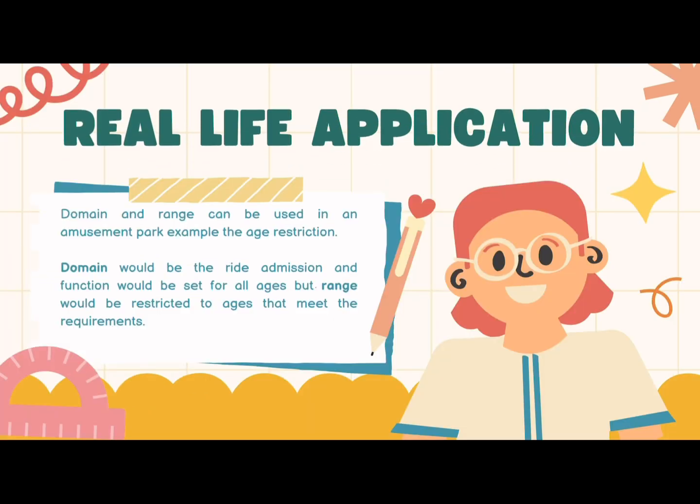Real life applications. So domain and range can be used like in an amusement park, like the age restriction, for example. So domain would be the ride admission, and the function would be set for all ages, but the range would be restricted to the ages that meet the requirements.